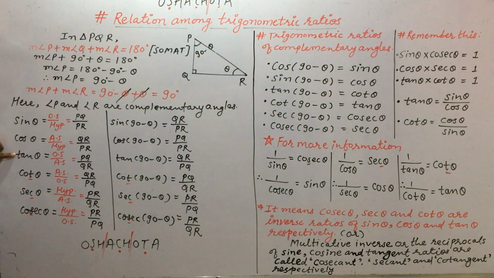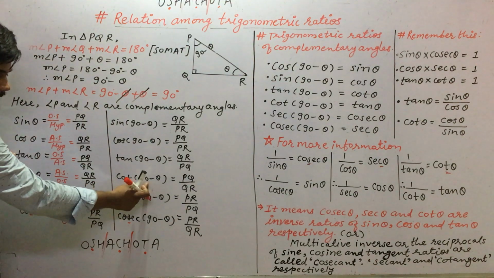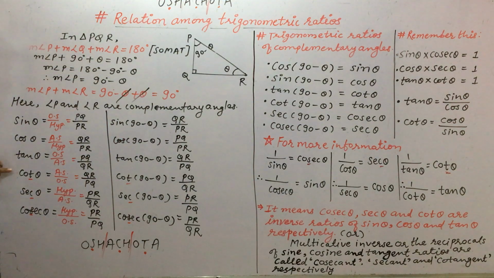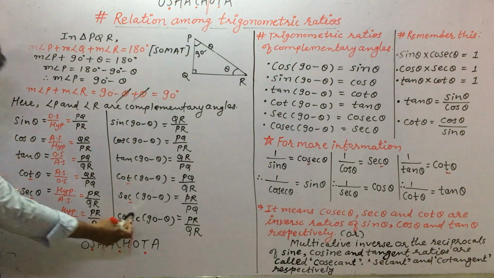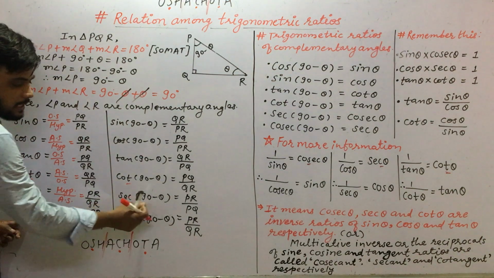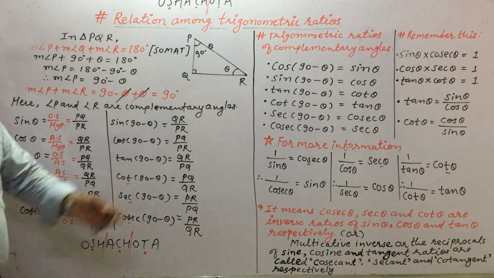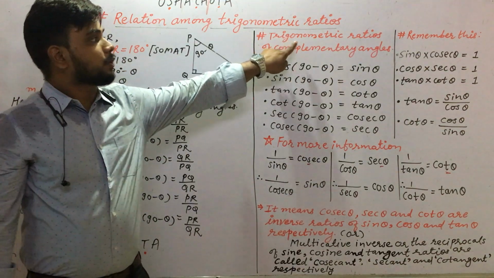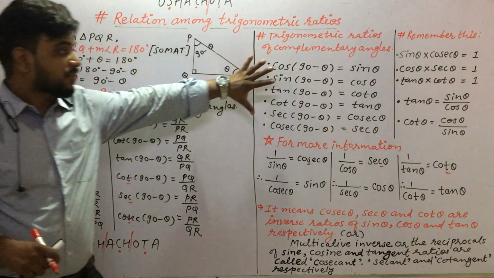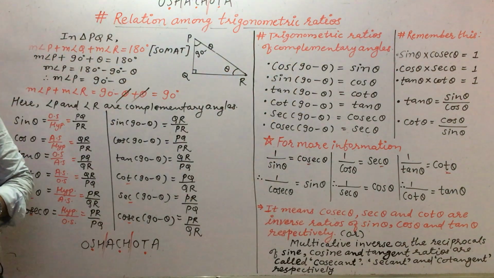Similarly, you can see tan theta and cot 90 minus theta, cot theta and tan 90 minus theta. And then sec theta will be equal to cosec 90 minus theta and cosec theta will be equal to sec 90 minus theta. That's how we call it trigonometric ratios of complementary angles. So that's how we can remember these formulas.